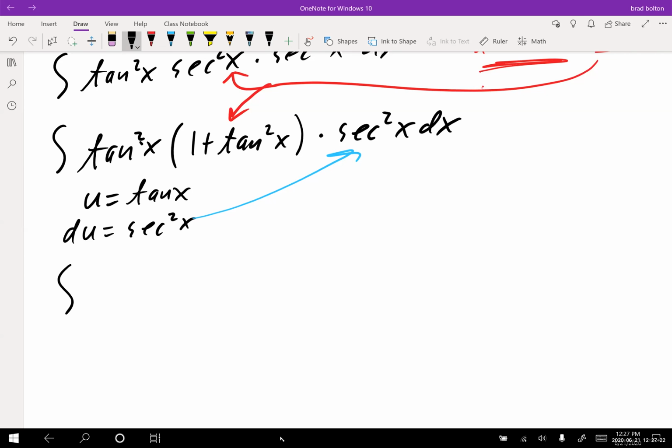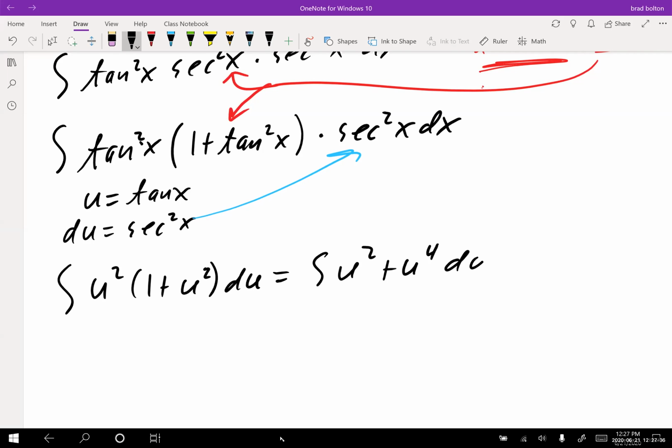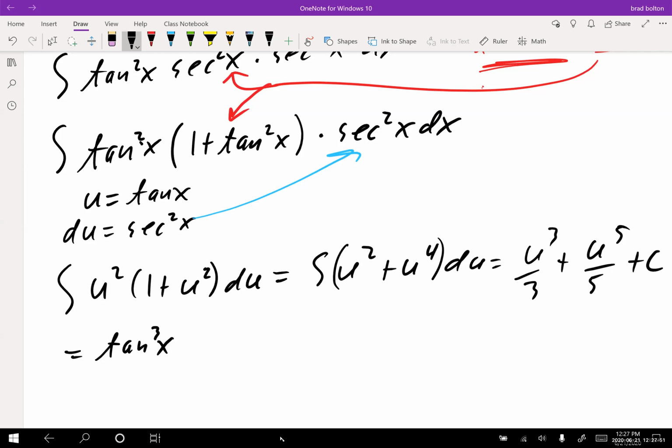Now when I go to substitute this in, I'm going to get u squared times 1 plus u squared, and then du. So then this is actually the integral of u squared plus u to the 4th du. And then this is u cubed over 3 plus u to the 5 over 5 plus c. But then you guys know that u was tan x. So this becomes tan cubed x over 3 plus tan to the 5th x over 5 plus c. Yep, sounds good. And that would be our final answer.